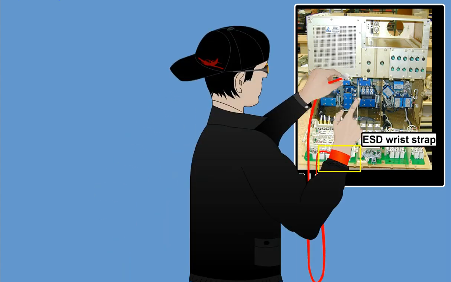An ESD wrist strap should always be worn during removal of external power modules and generator control units, as these line-replaceable modules are static-sensitive modules.